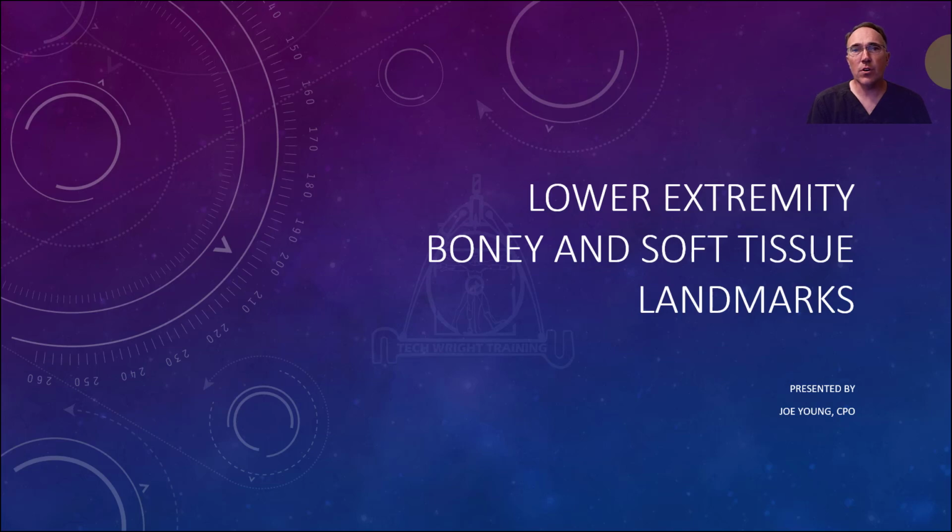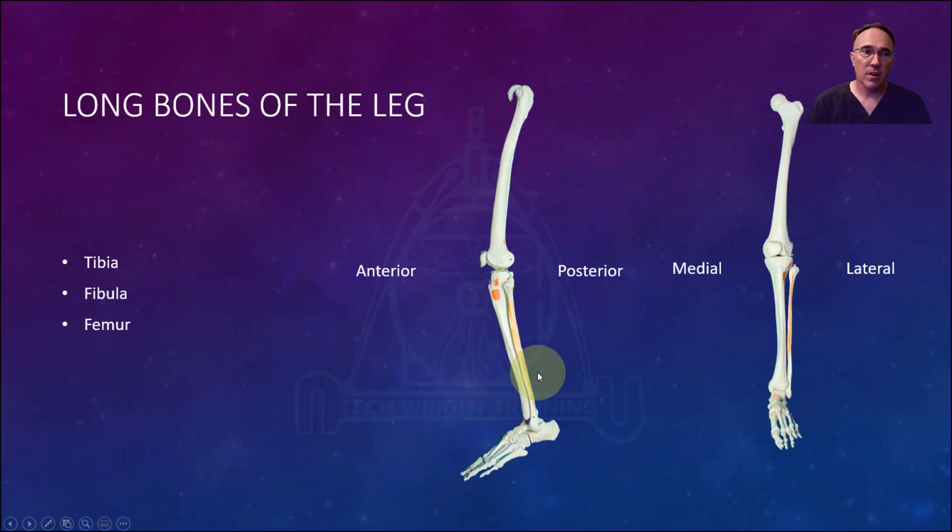In this presentation, we're going to go over lower extremity bony and soft tissue landmarks. These landmarks are used every day in the O&P facility to communicate locations on the body, and also are locations that we use to measure from. So they may be a starting point or a foundation point for the measurements to be taken from.